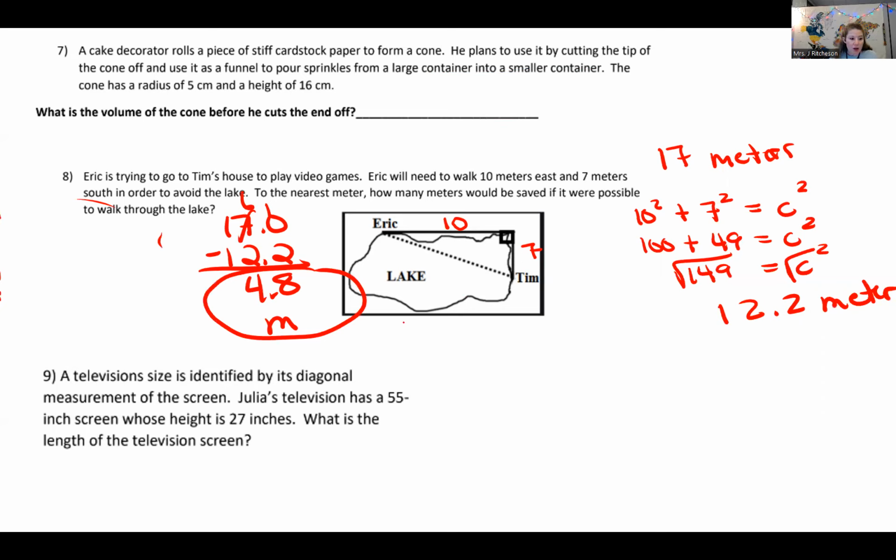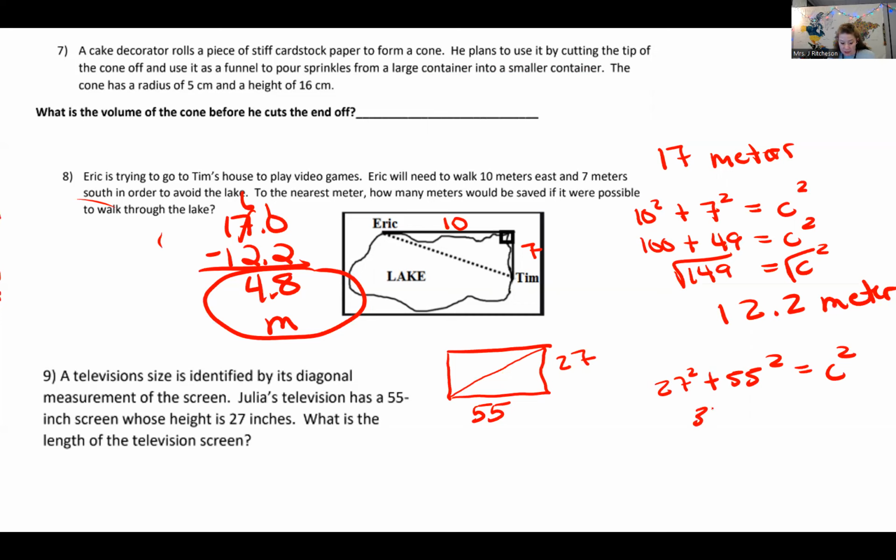All right, number 9, a television size is identified by the diagonal measurement of the screen. So Julia has a good size television. She has a 55-inch by 27-inch. How would they advertise it? They always advertise it by the length of the diagonal. So we're going to do 27 squared plus 55 squared equals c squared. According to my calculator, that is 3,754 is what c squared equals.